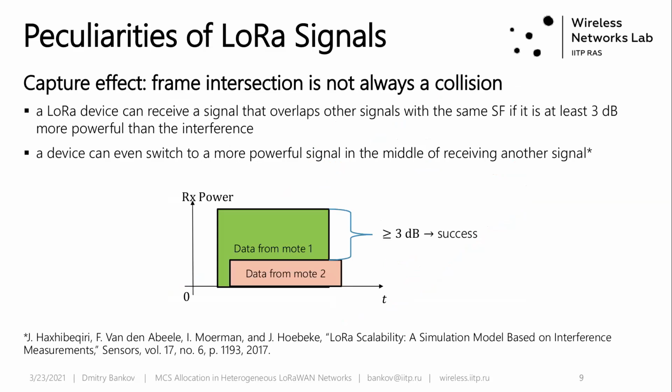Another important peculiarity of LoRa signals is the capture effect. Even if two signals are transmitted at the same spreading factor in the same channel, their intersection in time does not always lead to the loss of both packets. If one packet is much more powerful than another one, then the more powerful packet can be received successfully. Existing papers report that if the difference in the power of signals is more than 3 decibel, then we can recover the more powerful signal. And these two features are very important for the study, which I will tell you about.